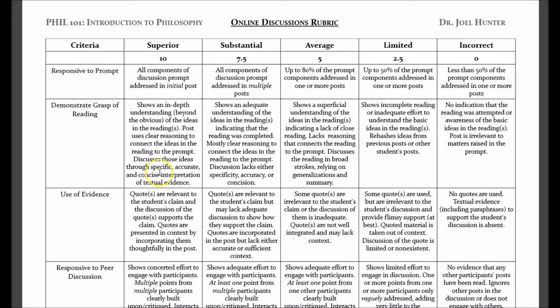Next term, accurate. The opposite of accurate, of course, is inaccurate or wrong. So you want your interpretation to be accurate and not wrong. This is where care and patience and thoughtfulness are really important. You don't want to make a silly mistake in interpreting the evidence. And lastly, there is concise.